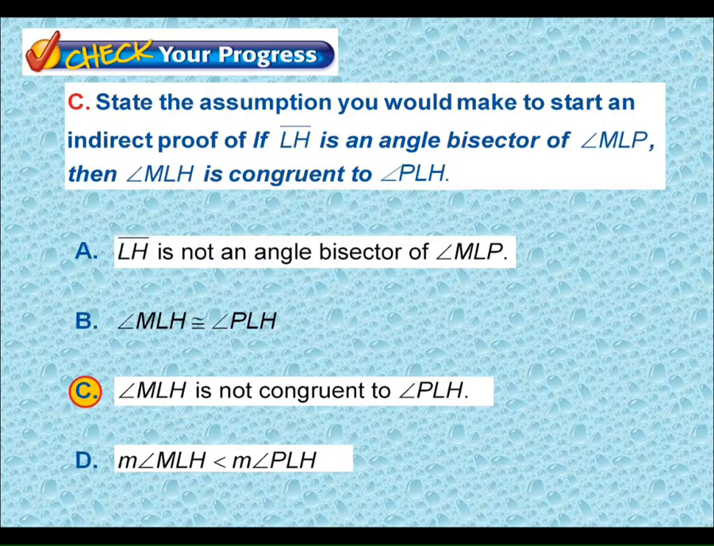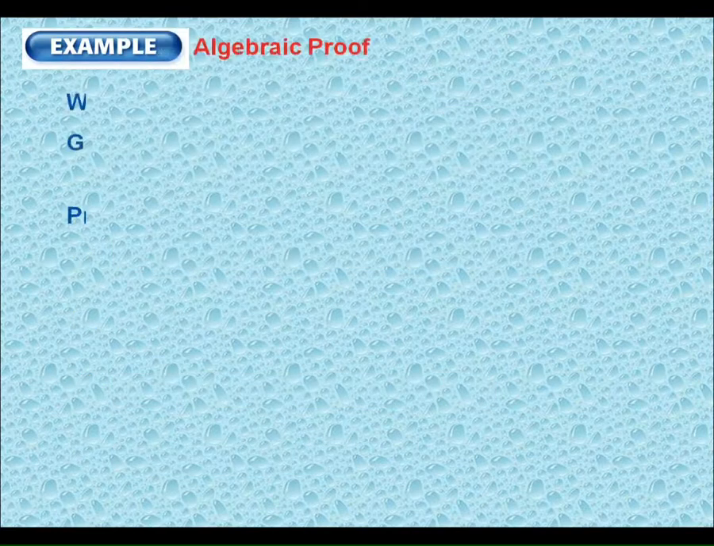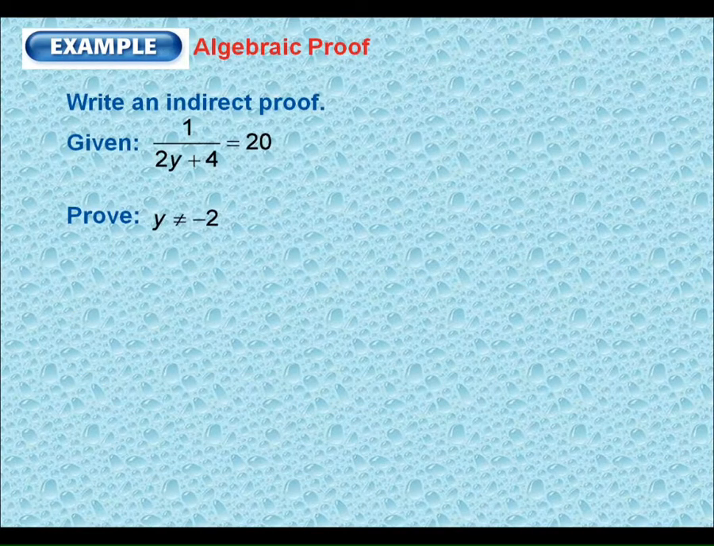Question: would you not add like LH is not a bisector? Right, not in an indirect proof. You only negate what is to be proved. Good question. We only assume what is to be proved is false. So now let's write an indirect proof. This might be a good one to write down.